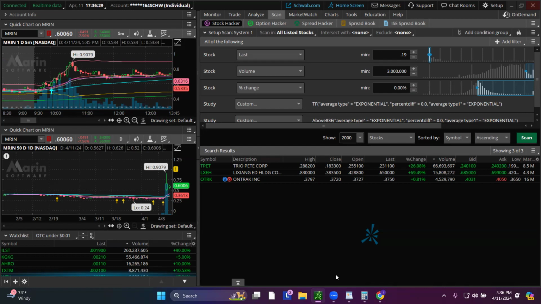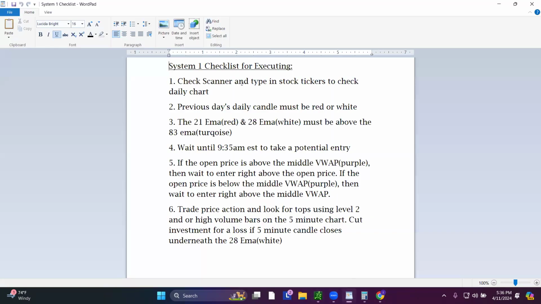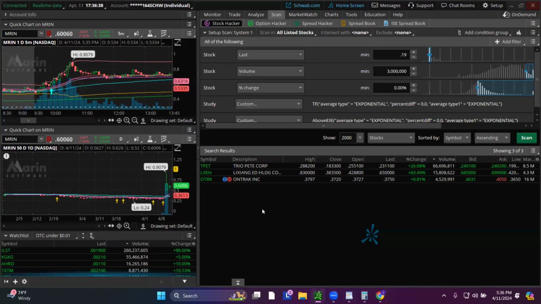And just like in the system videos, I like to give, of course, the checklist, but then I like to go over the ideals. And I don't put the ideals inside of the checklist simply because, again, everyone has different lives. Maybe you missed this entire move. And so one of the ideal things for me is that when there's a system one, if price gaps above the 83 EMA, that is an ideal setup to me. Essentially, I would rate that as an A setup.